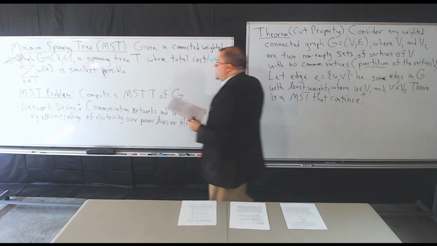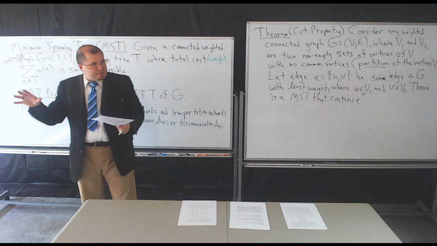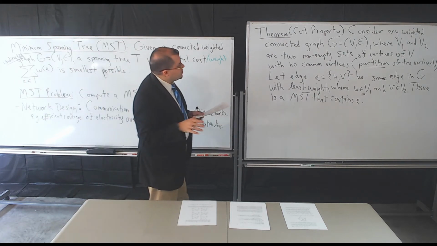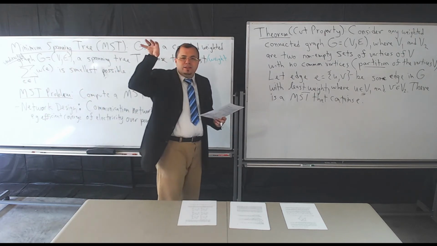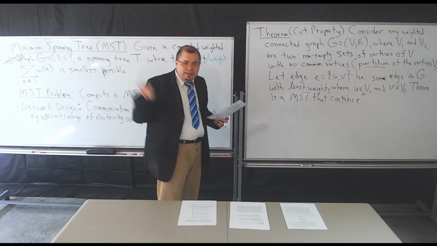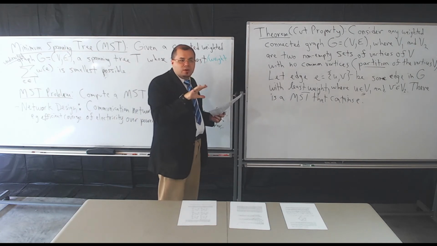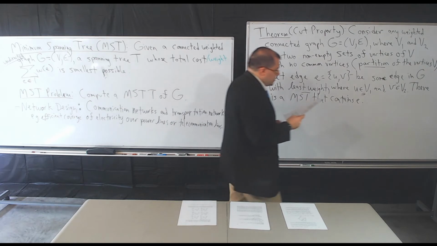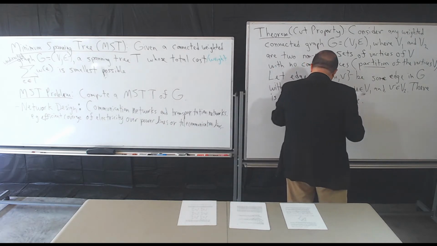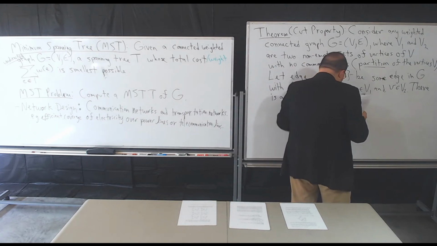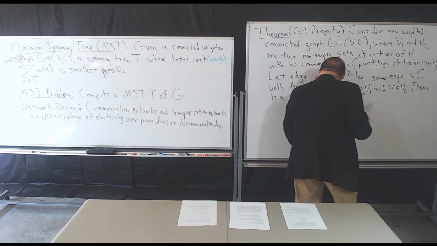So that's going to be the claim. So I have two sets of vertices. These are going to be non-empty, meaning that there's going to be some vertices in V1, and the other vertices are all going to be in V2. So here's sort of the picture I want you to have in your head here. And I'll add more details to it as we do things.